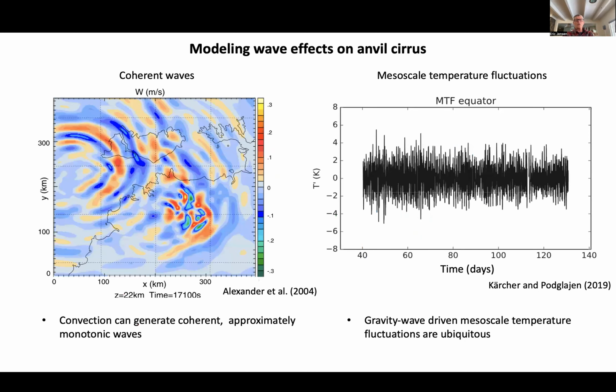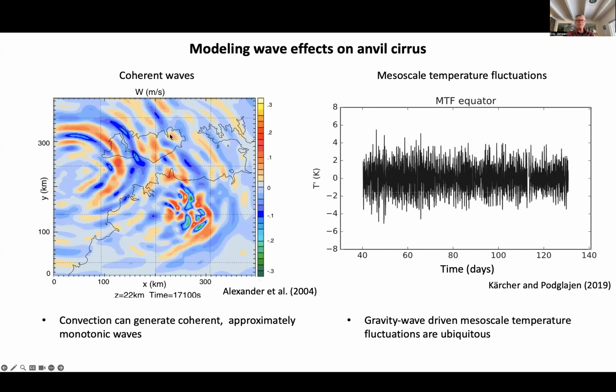Okay, so that was all without waves. Now I want to look at the effects of waves, which is the main point here. And again, I'm looking at two types of situations. One with coherent monochromatic waves, which you do see occasionally in aircraft data and in the superpressure balloon data. And modeling studies have shown that these can be generated by convection.